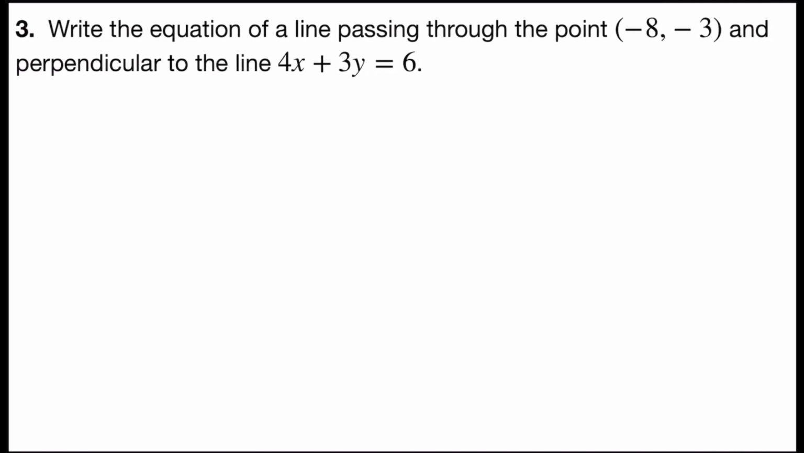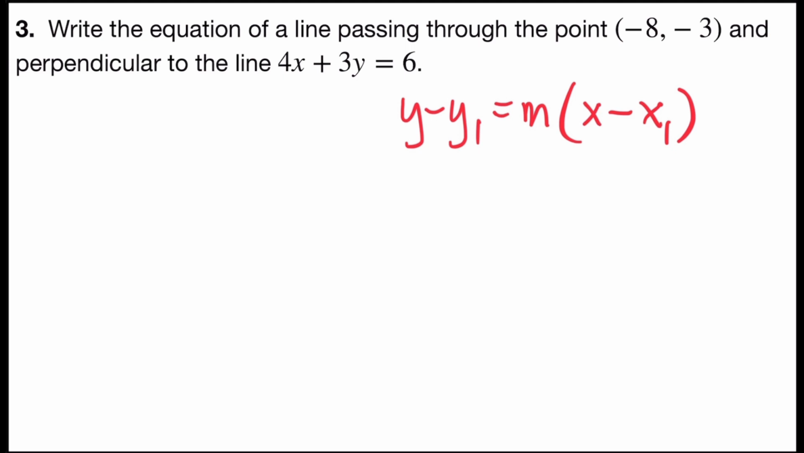Problem number 3 says, write the equation of a line passing through the point -8, -3 and perpendicular to the line 4x plus 3y equals 6. So to write the equation of a line, I'm going to use the point-slope form, y minus y sub 1 equals slope times x minus x sub 1.